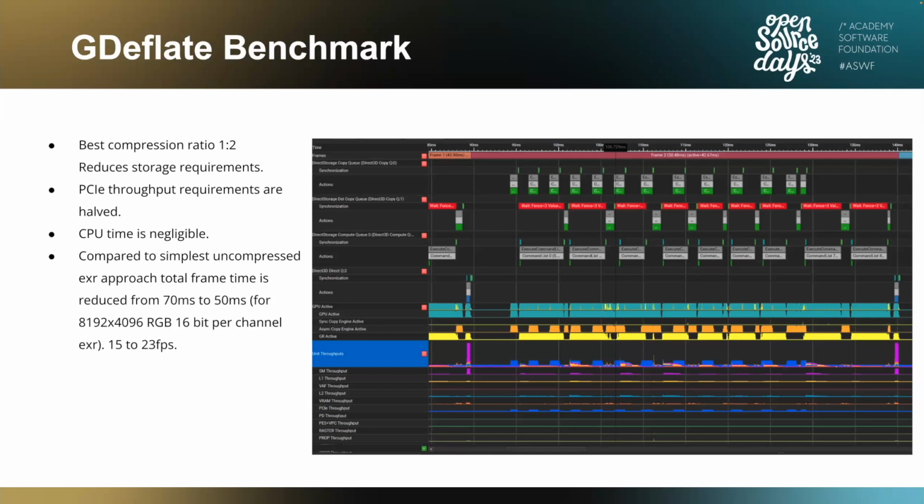You can see that the copy is happening, and right above it is GPU active, which is where the decompression is happening. So while the copy is happening in parallel, it also does the decompression, and the GPU is utilized nicely. As you can see, it's spread much more evenly. There is almost no CPU time in this case. And the compression ratio that we achieve with this prototype is 1 to 2. Next slide, please.